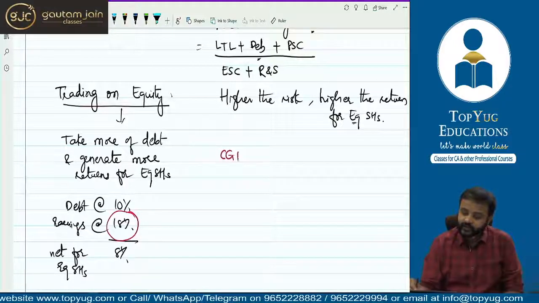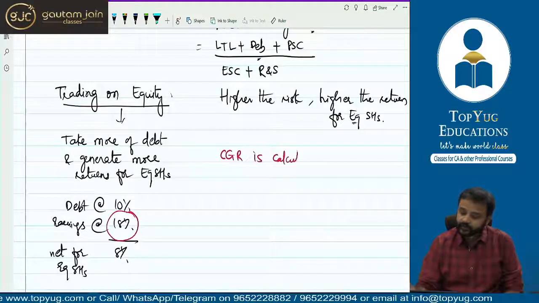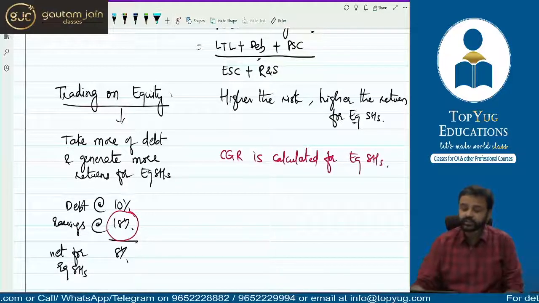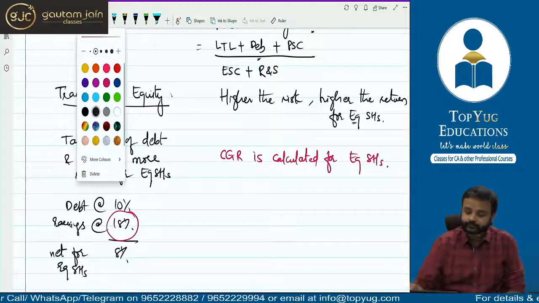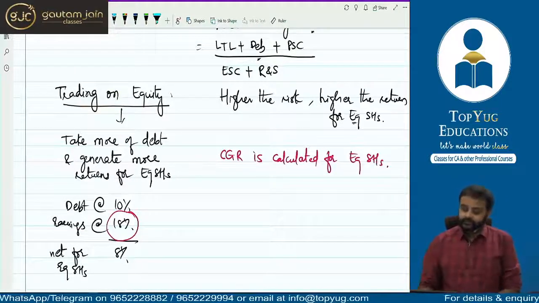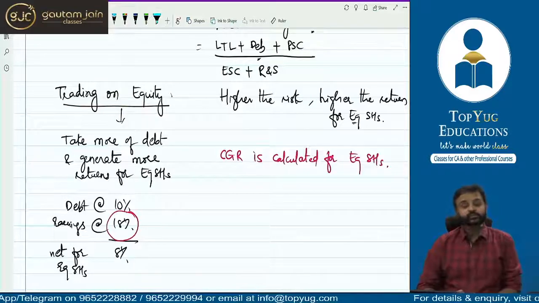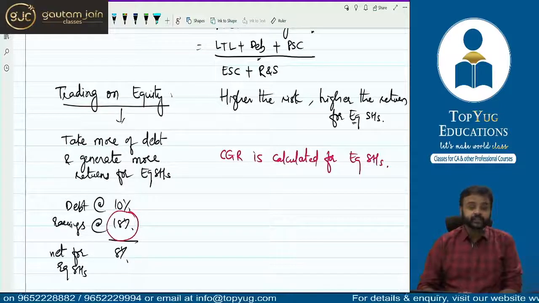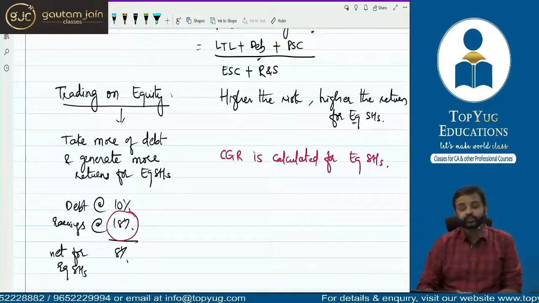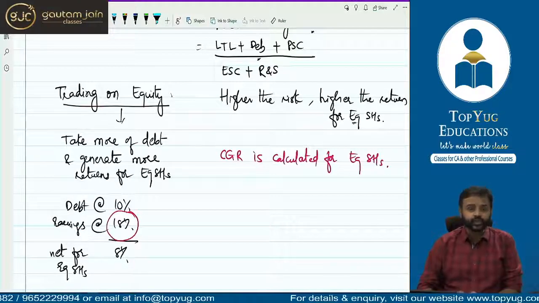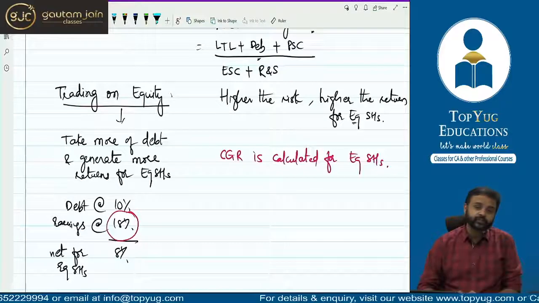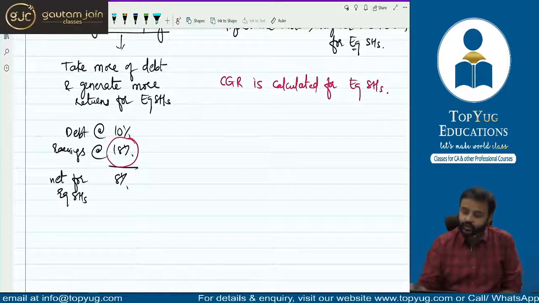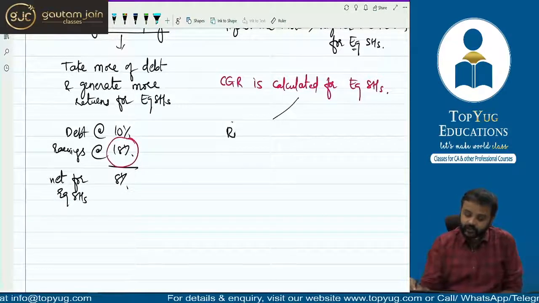Now I can say CGR is calculated for whom? For equity shareholders, to check how much is the gearing, right? Okay, sir. Acha. So now who will be the user of this? Equity shareholder. So equity shareholder will calculate and see, and if he has a lower risk appetite, then he will invest in those companies where the capital gearing ratio is low. But if he has a higher risk appetite, then he will invest in those companies where the capital gearing ratio is higher. Correct?